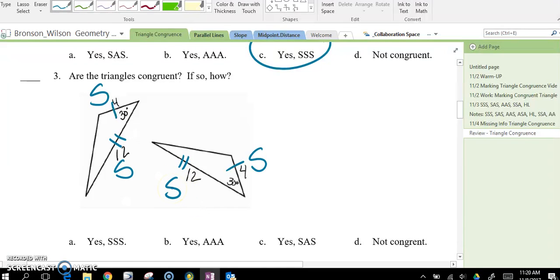Okay, now what else do I have left that's congruent? I have an angle, don't I? What's my angle measure?